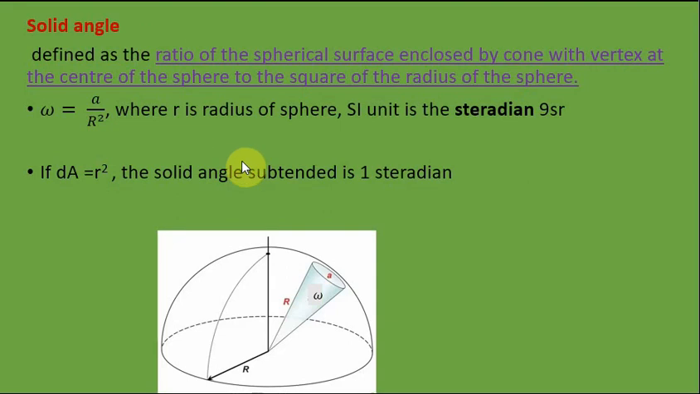Before going to study the intensity of radiation concept, first we should study what is meant by solid angle. It is defined as the ratio of the spherical surface enclosed by a cone with vertex at the center of the hemisphere to the square of the radius of the sphere.